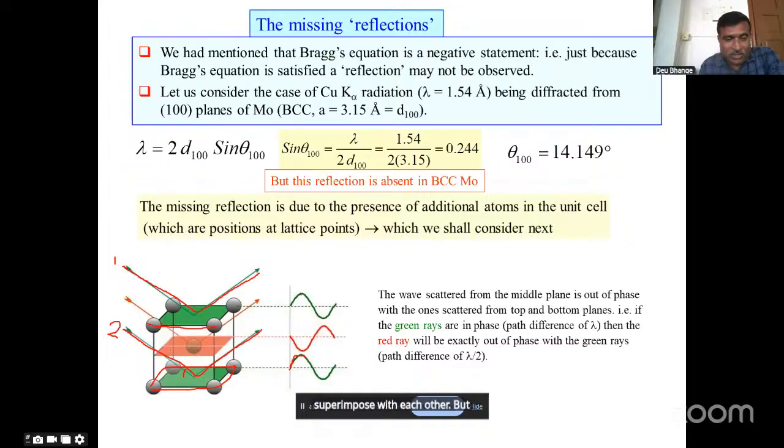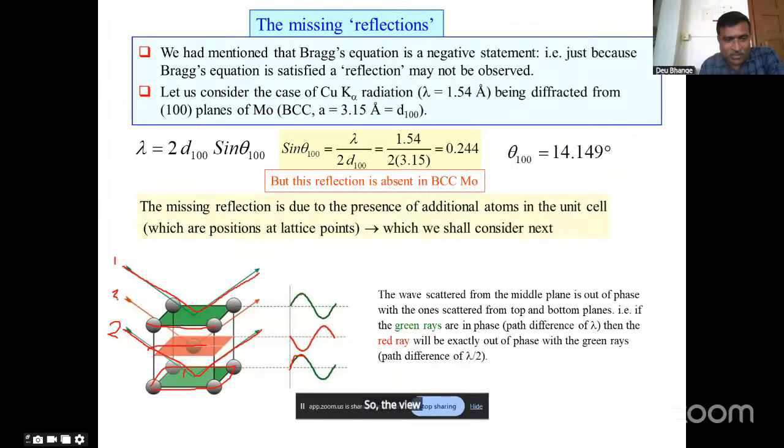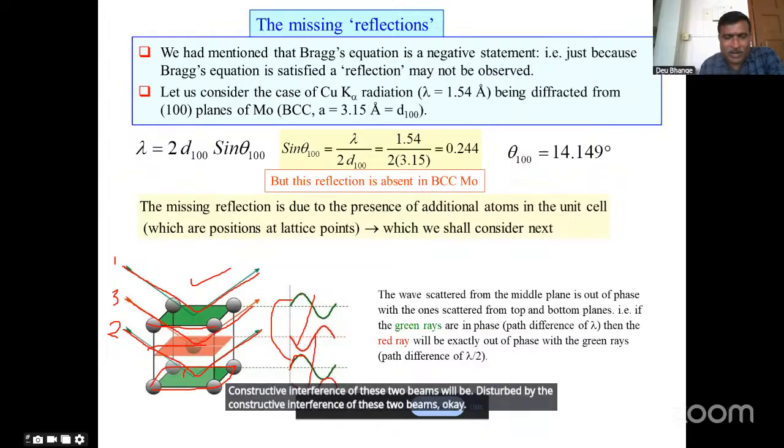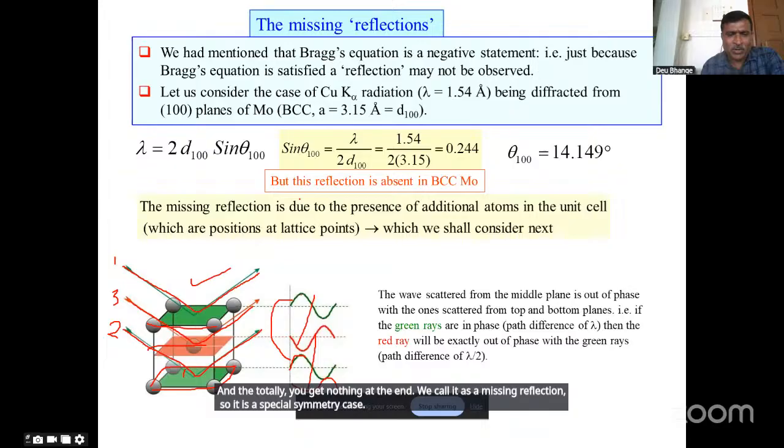But if there is one more plane present in between these two planes, suppose this is a third wave, the wave that is reflected from this midway plane will be out of phase with the first wave. So this will cancel it. The material is crystalline, planes are there, a repetitive ordered arrangement of atoms is there. But because of this particular special symmetry, the constructive interference of these two beams will be disturbed by the destructive interference of these other beams. And in total you get nothing at the end. We call it a missing reflection. So it is a special symmetry case, body centered cubic.